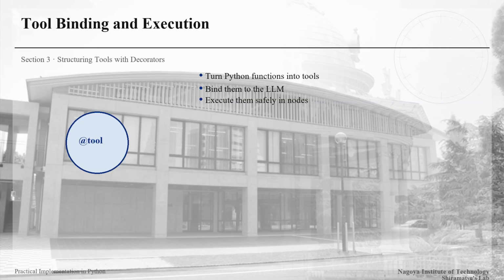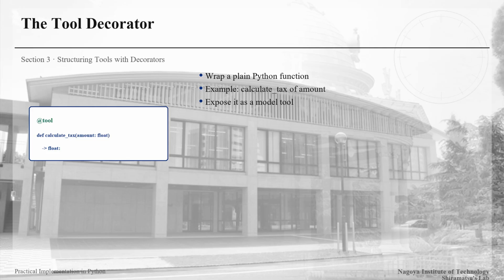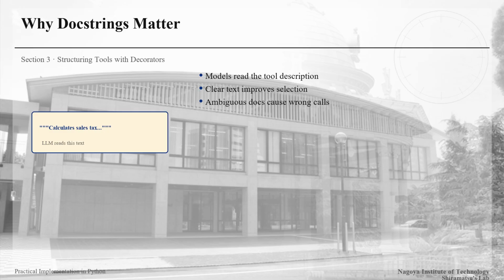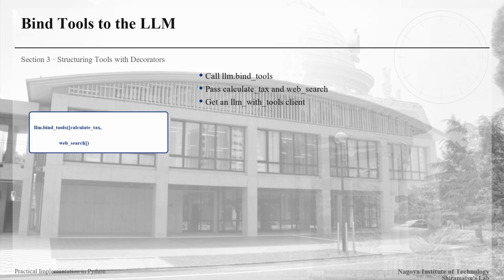Section 3 covers tool binding, turning Python functions into LLM-callable tools. The @tool decorator wraps a plain function, such as calculate_tax of amount, into an LLM tool. Docstrings matter because the model reads them to decide when and how to call a tool. Bind tools with llm.bind_tools, passing functions such as calculate_tax and web_search.